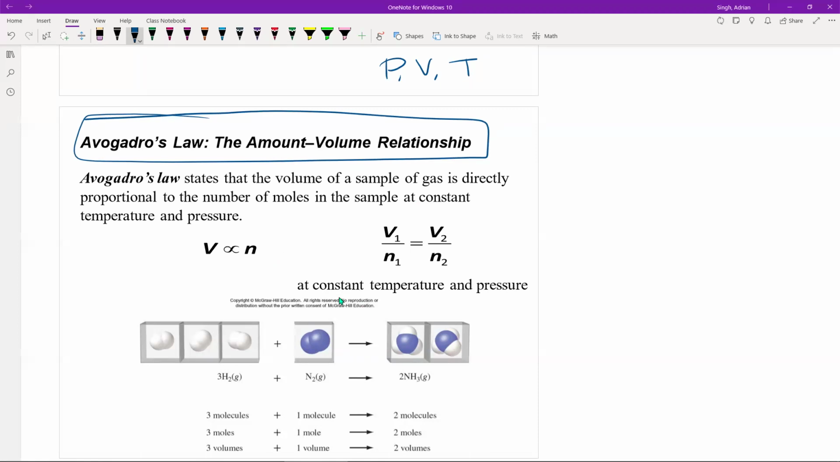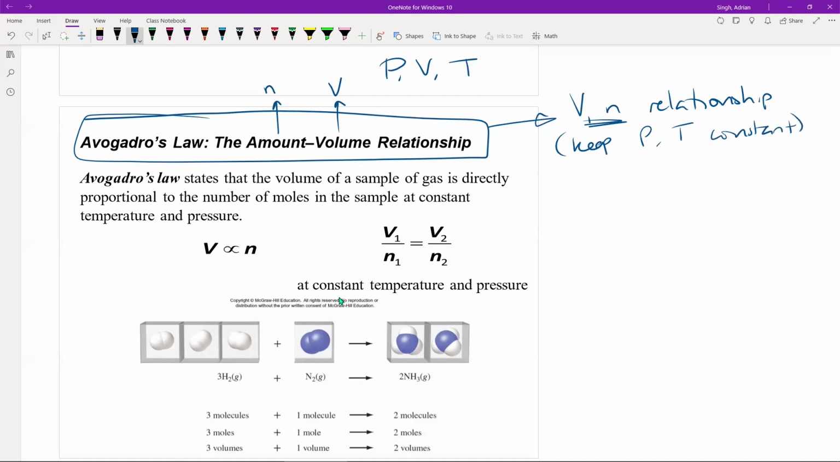And in Avogadro's law, what we are relating is the amount. So the amount now is N and volume V. So if we're looking at Avogadro's law, this is the Vn relationship. And if we're just looking at these two, we're going to keep the other two parameters constant. We're going to keep pressure constant. We're going to keep temperature constant. And what we find here is that V and N are also directly related.